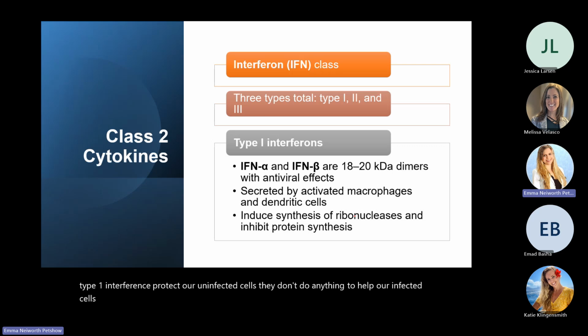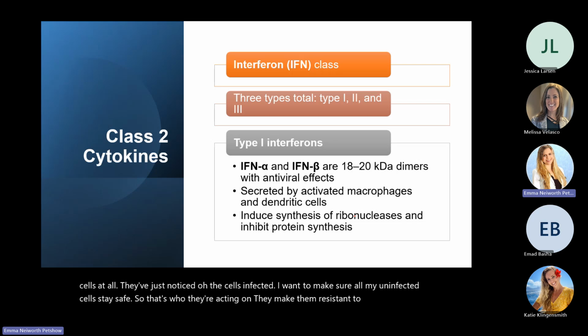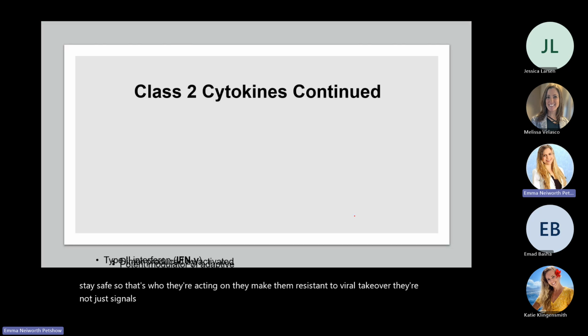They've just noticed, oh, this cell's infected. I want to make sure all my uninfected cells stay safe. So that's who they're acting on. They make them resistant to viral takeover. They're not just signals, they're reprogramming the cellular machinery.